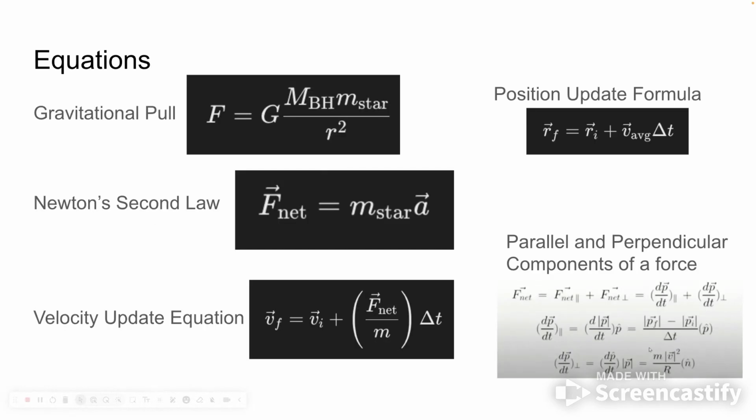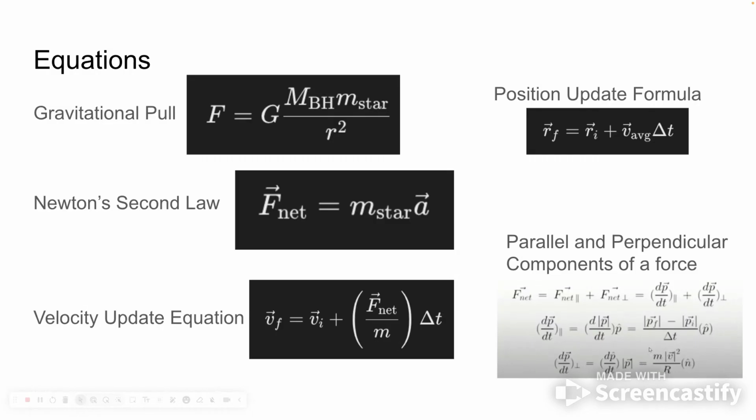As for the equations, to estimate the mass of the black hole, we rely on key physics equations. First, we use Newton's law of gravitation, which tells us the force between two masses is proportional to their product and inversely proportional to the square of the distance between them. Next, Newton's second law states that net force on an object is equal to its mass times acceleration.